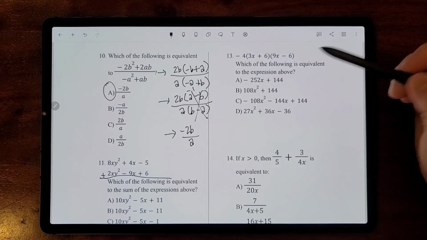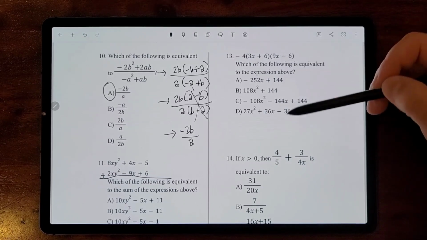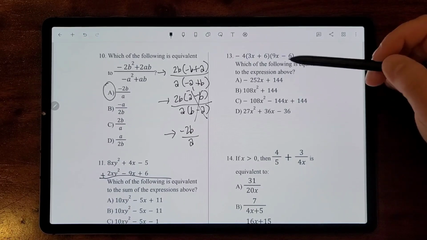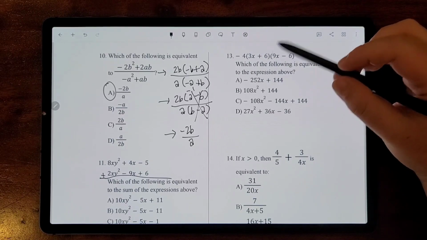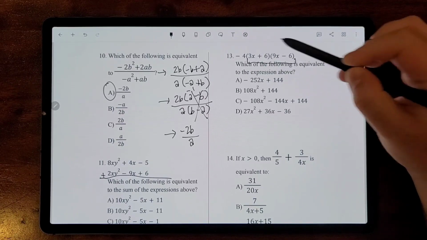Okay, so now let's try number 13. So here I see, again, look at the answer choices. They are basically just FOILing this out and then multiplying by -4. So that's what I'm going to do. I'm going to start by FOILing out this part.